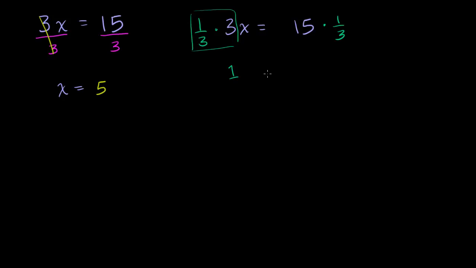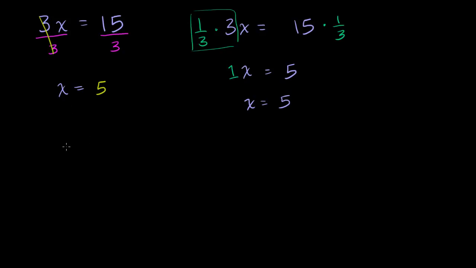1x is equal to 15 times 1/3, which is equal to 5. And 1 times x is the same thing as just x. So this is the same thing as x is equal to 5. And these are actually equivalent ways of doing it. If you divide both sides by 3, that is equivalent to multiplying both sides of the equation by 1/3. Now let's do one more, and I'm going to make it a little bit more complicated.